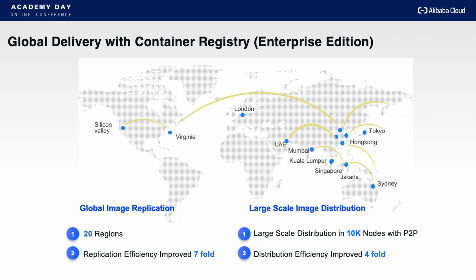Firstly, it covers all the 20 regions around the world. Secondly, it supports image replication across the regions. That means you can push the image once and it will be replicated to the other regions automatically, and there is a 7 times improvement in replication efficiency. Besides that, we support large-scale image distribution in 10K nodes with the P2P technology of Dragonfly, which is contributed to CNCF. And the image download speed is 4 times faster than before.